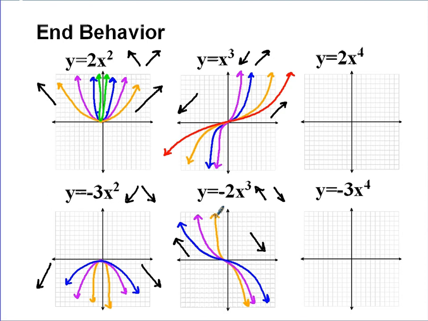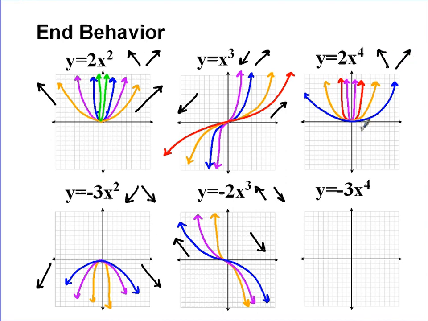Okay, how about x to the 4th? Well, x to the 4th looks like this. How about 2x to the 4th? It doesn't matter, any x to the 4th. Let's say this is 5x to the 4th. Then this would be 1/3 x to the 4th. Maybe we even throw in a 1/10 x to the 4th. The end behavior is going to be that it's going up to the left and up to the right.